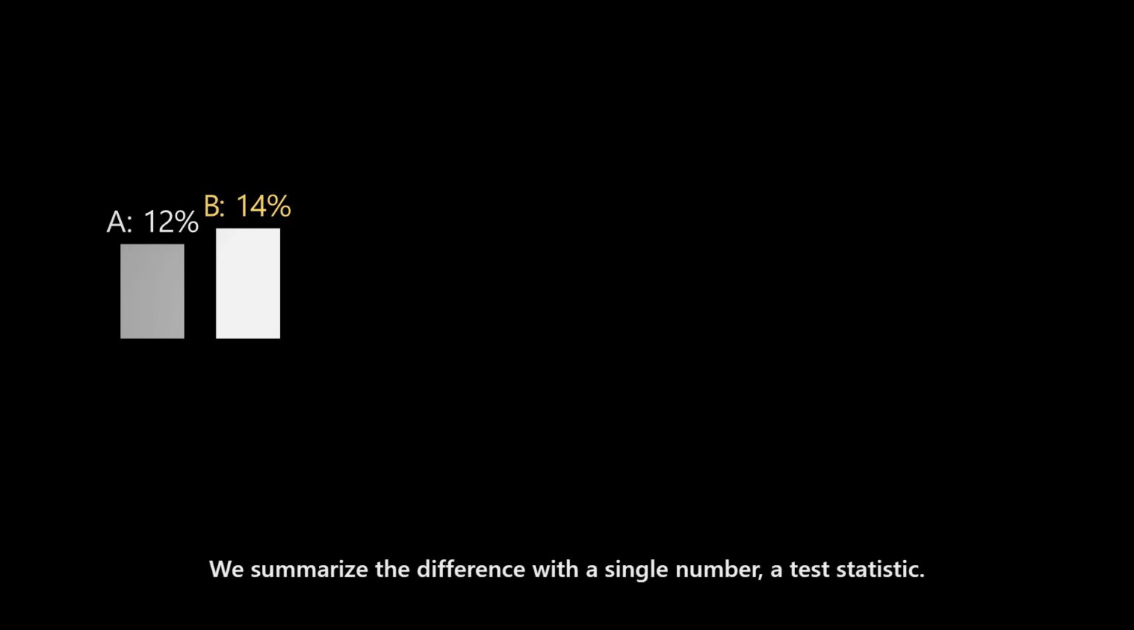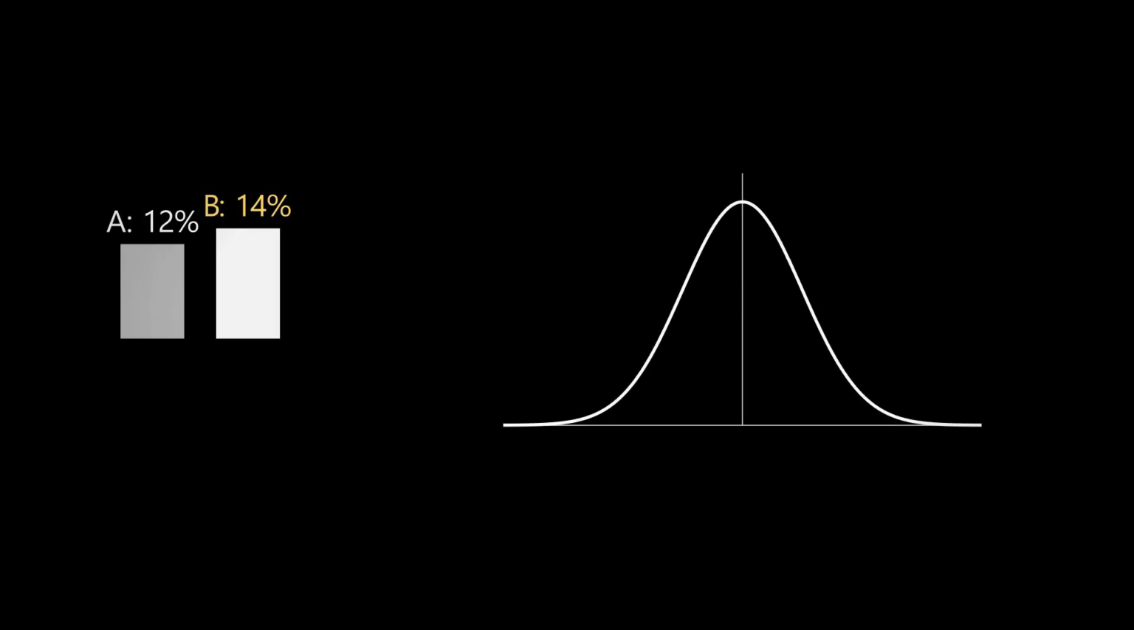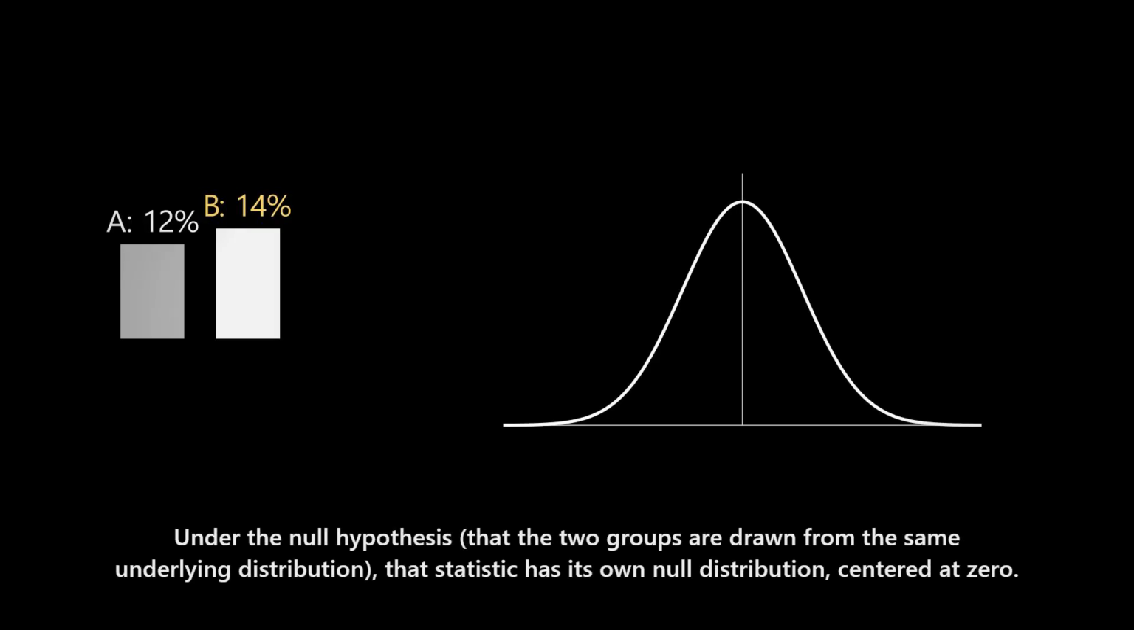Let us see how this scales to a continuous example. We run an A/B test. Group A converts at 12%, Group B at 14%. The question is whether Group B is genuinely better or whether we simply got lucky. We summarize the difference with a single number, a test statistic. Under the null hypothesis that the two groups are drawn from the same underlying distribution, that statistic has its own null distribution, centered at 0.